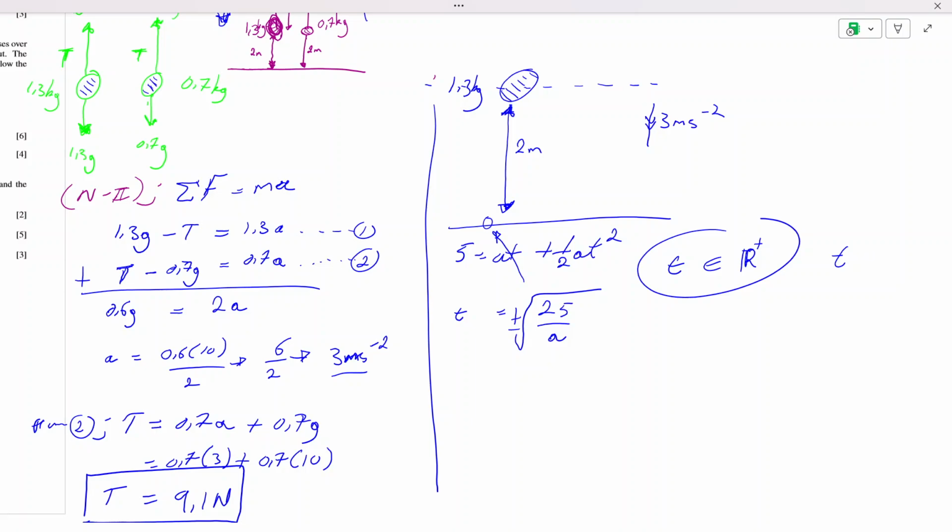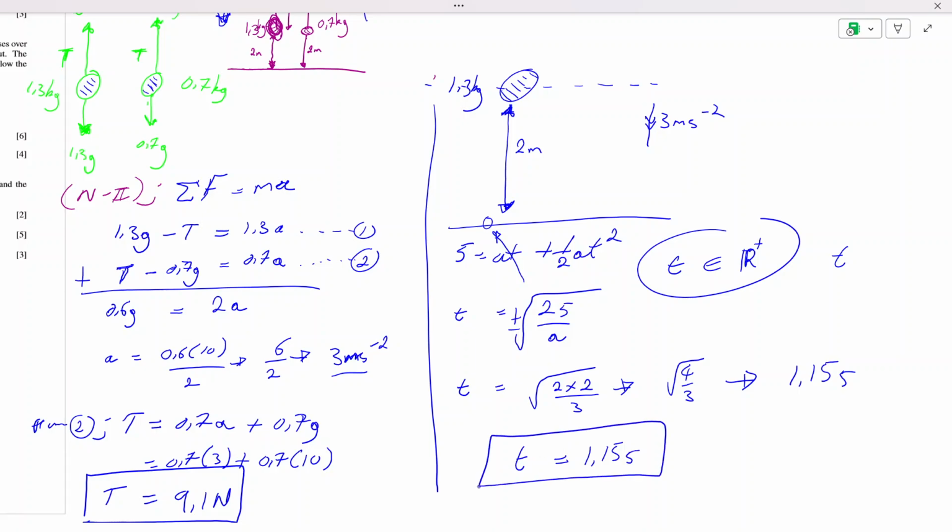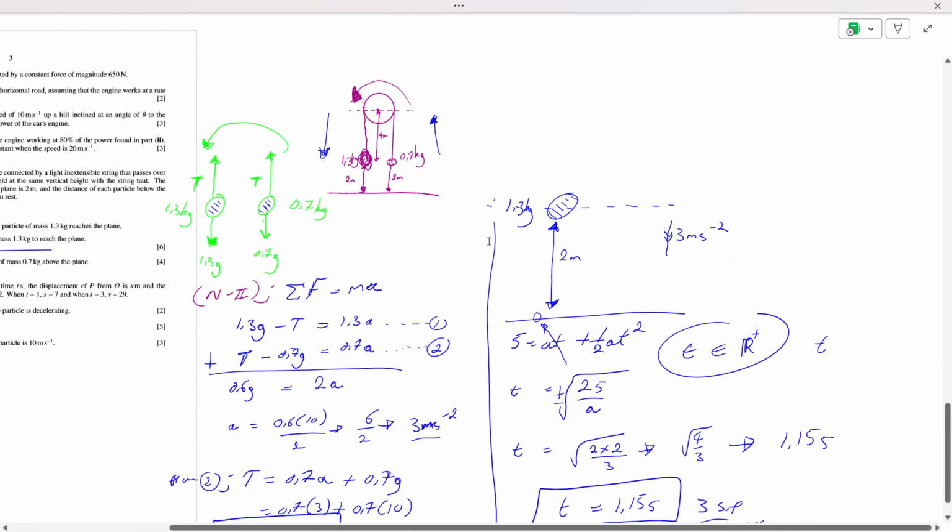T can never be less than 0, right? So t is going to be equal to the positive root multiplied by 2 over the acceleration, which is root 4 over 3. Then when I put it in the calculator to 3 significant figures, we get 1.15 seconds. Therefore, my second answer is 1.15 seconds, to 3SF. And that's it for the first part.